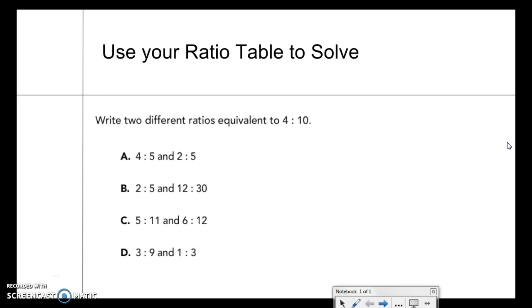Alright, use the ratio table that you were given to solve this problem. When you think you found the answer, I want you to get a teacher to check and make sure you got it right. Write 2 different ratios that are equivalent to 4 to 10. Alright, that's simple enough. So what you're going to do with your neighbor is you guys are going to figure out what a similar ratio, or equivalent ratio, would be to 4 to 10. Okay, when you guys think you've figured it out, I want you to check with a teacher and see if you got the correct answer. I am not going to tell you what the correct answer is in this video. So definitely see if you got it right.